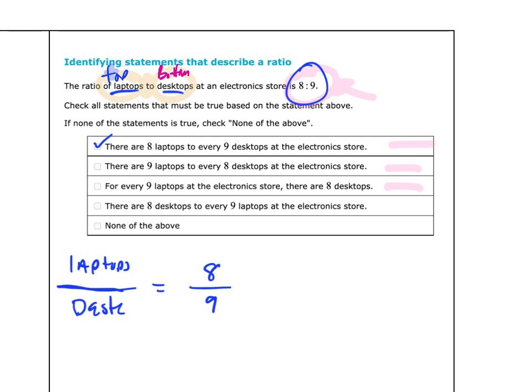So if I were you, what I would be doing is saying, I'm supposed to have laptops to desktops equals 8 over 9. I'd write this out just like I have written right here. Okay. Then I would go and look at each one. This is already laptops to desktops. Okay. And you might even just write it out.